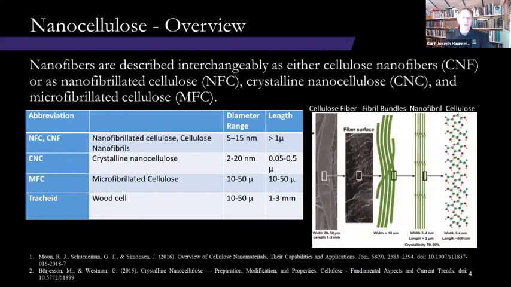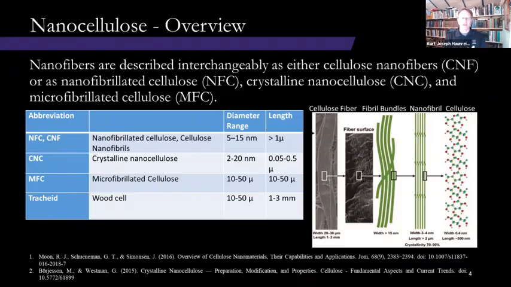Okay. When you get into NFC and CNCs, what it breaks down to is then you have to have a third aspect, and that's the crystallinity, and I'll talk about that in some upcoming slides. Right now, I just want you to focus on the diameter and the length. So the more, I'll call it the morphological structural characteristics here.